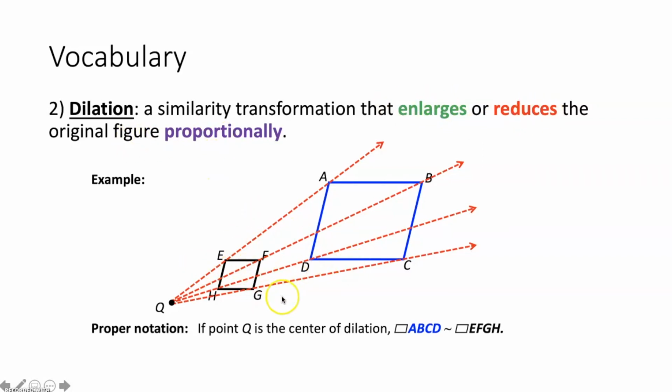If you take a look at our example down here, and we take parallelogram EFGH to be our pre-image, we're going to perform a dilation on this parallelogram with point Q as the center of dilation. And the result is this image over here, parallelogram ABCD. We can see that parallelogram ABCD is similar to parallelogram EFGH, meaning that all pairs of corresponding angles are congruent and all pairs of corresponding sides are proportional. And because this pre-image undergoes a dilation that enlarges it to become this image over here, it becomes an enlargement, and we'll talk about that more in a second.